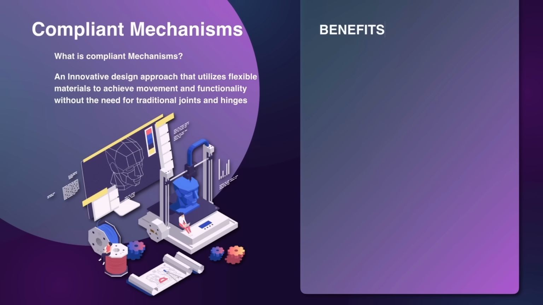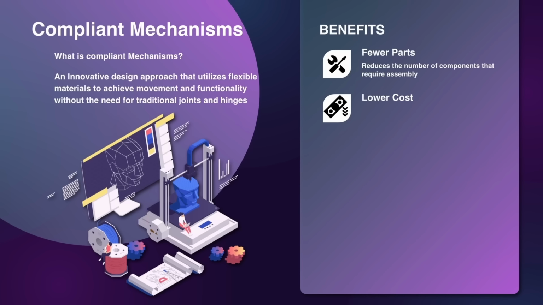You may ask, what are the benefits? First, they have fewer parts. These guns incorporate moving elements like triggers and firing mechanisms into a single molded piece, which drastically reduces the number of components compared to traditional Nerf guns that require assembly. Second, this design leads to a lower cost. With fewer parts to manufacture and assemble, production costs decrease significantly, making these toys more affordable.